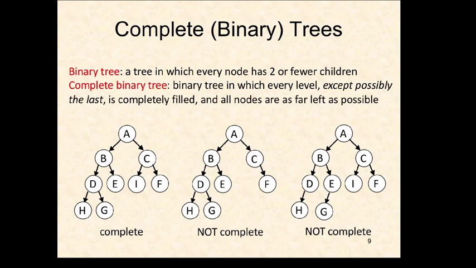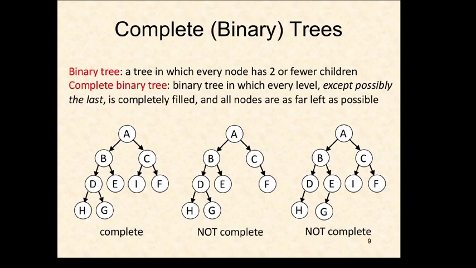Now we're going to add a property called complete, and this is going to be important later on today. Assuming I've got a binary tree, and we're going to do binary trees for the rest of today, then a complete binary tree is one where every level except possibly the last is completely filled, and any level that's not completely filled has all the nodes as far left as possible. So we've got an example here of a complete tree that follows these rules. We've got two that we've labeled as being not complete.